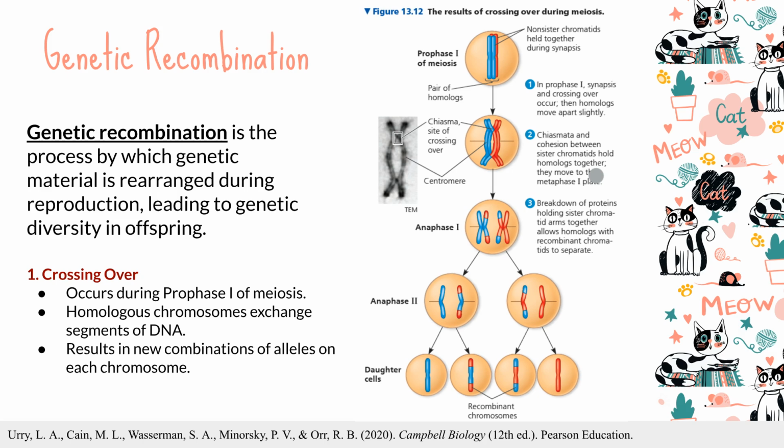Genetic recombination occurs during meiosis, starting with crossing over. This process happens in prophase I when homologous chromosomes exchange segments of DNA. Crossing over creates new combinations of alleles, increasing genetic variation in the resulting gametes.